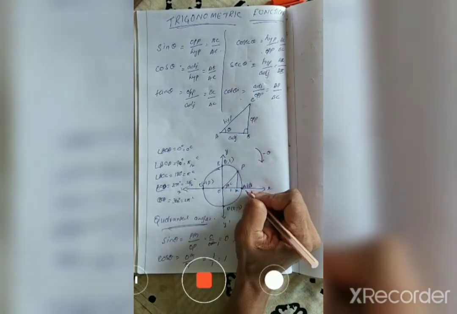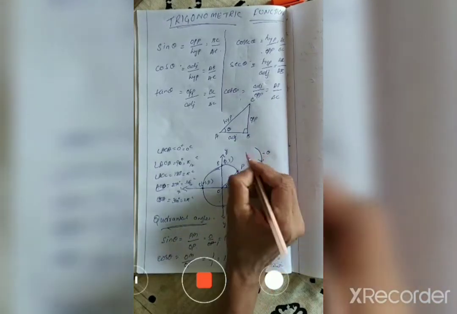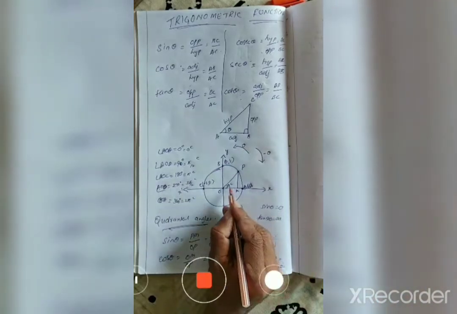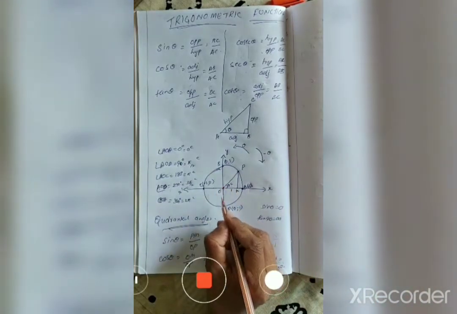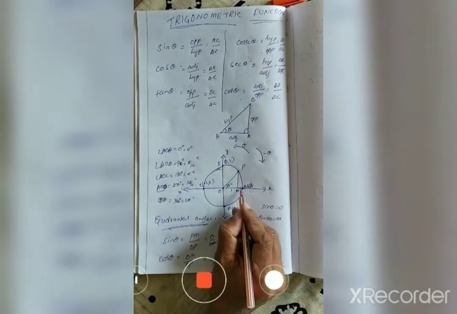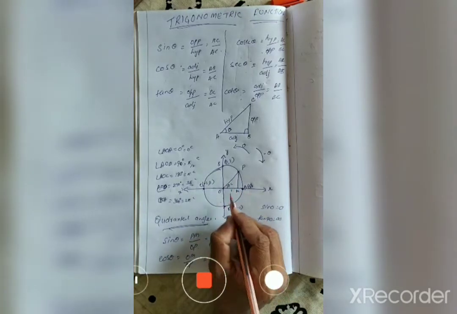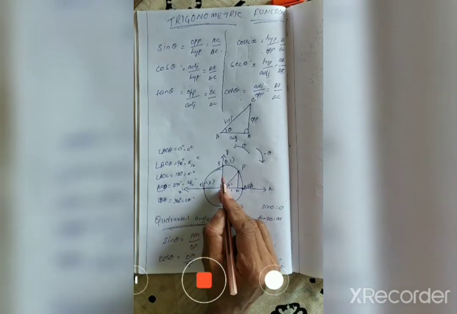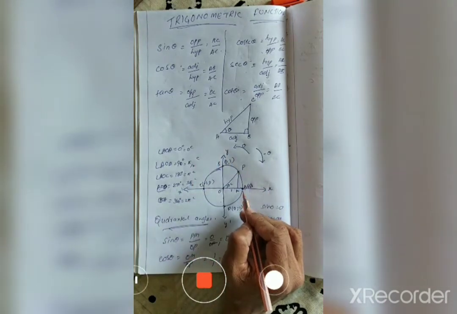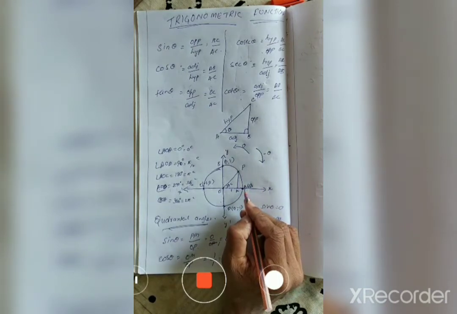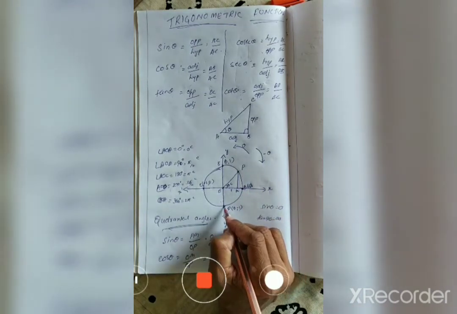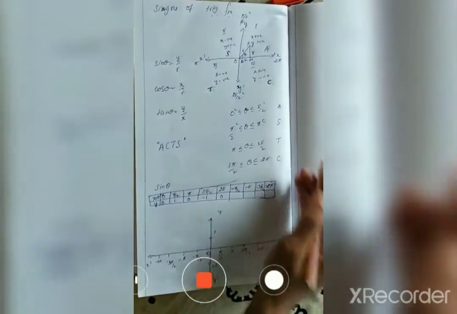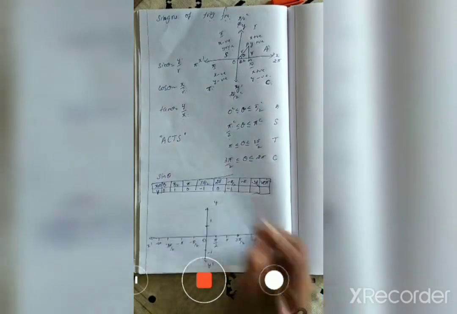Rotating in clockwise direction gives you the negative angles, and anti-clockwise rotation gives you the positive angle. See, 0, 90, 180, 270, 360. If you go in reverse direction, 0, minus 90, minus 180, minus 270 and minus 360, like that. So sine 0 is anyhow 0. Sine minus 90 is nothing but minus 1.